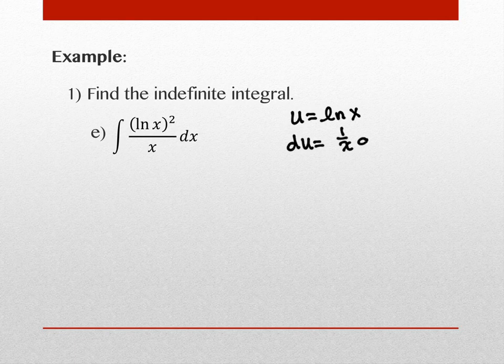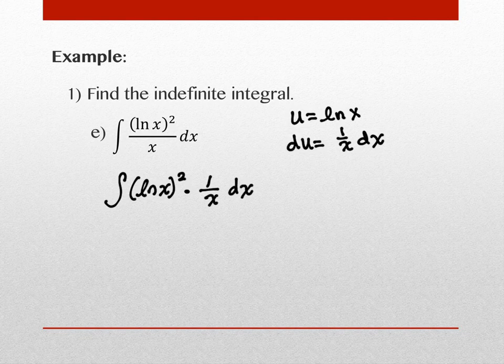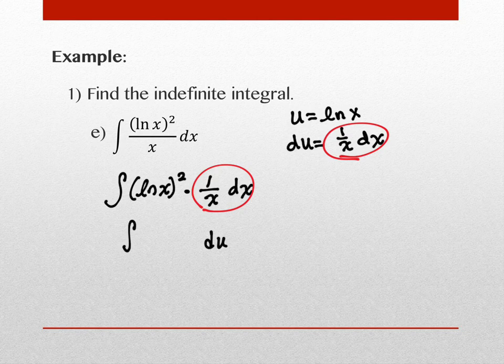1 over x dx. Now, this is written in such a way that it's not real clear, but I think you probably all see it. But in case you don't, let me remind you. This is the natural log of x being squared, and I have a 1 over x because the x is the denominator. Yeah? So this piece right here is the same as this piece right here, and it will be replaced with du. The natural log of x right here is the same thing as right here, so it will be replaced with the u. So now I just have the antiderivative of u squared.